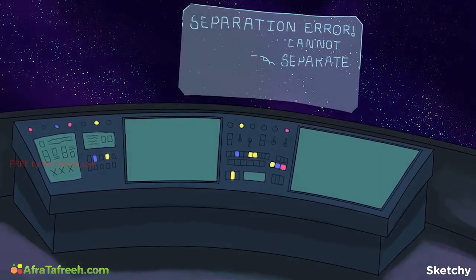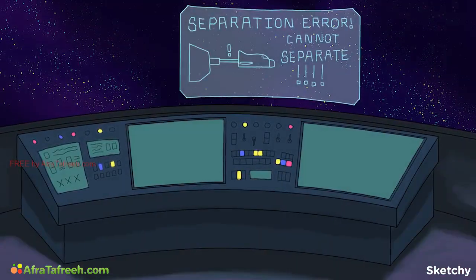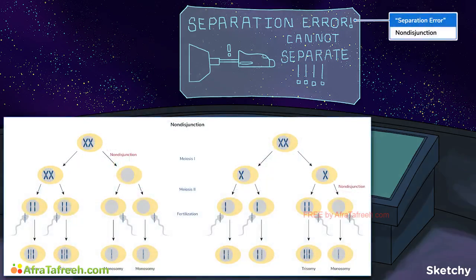That's weird. Looks like that spaceship is struggling to undock. While the crew tries to resolve the situation, here's what you need to know about non-disjunction, a process where chromosomes fail to separate in anaphase of either meiosis or mitosis.